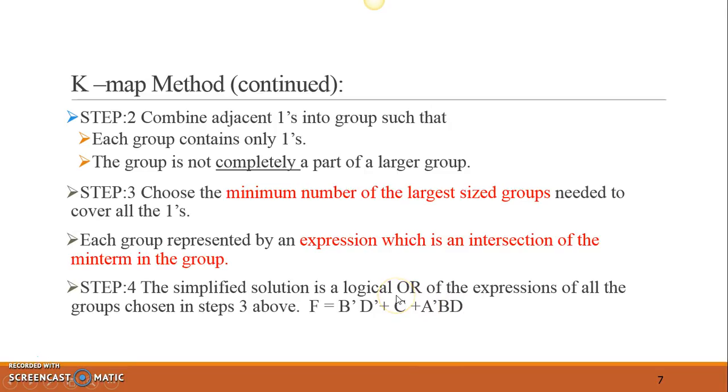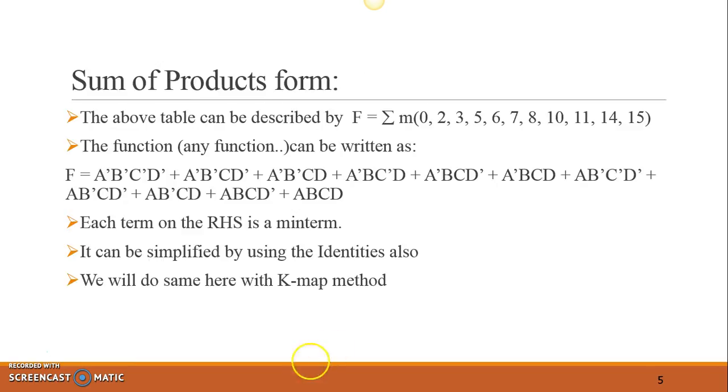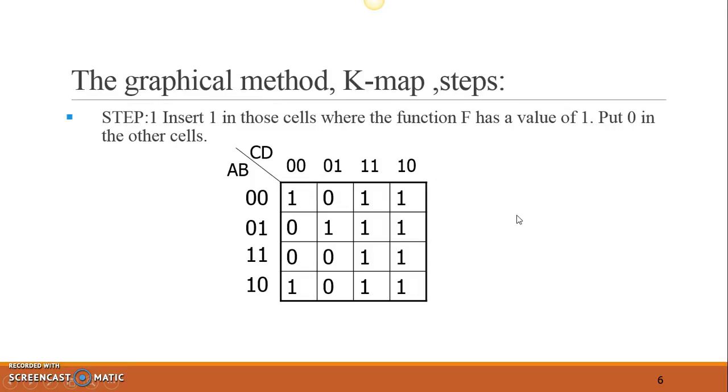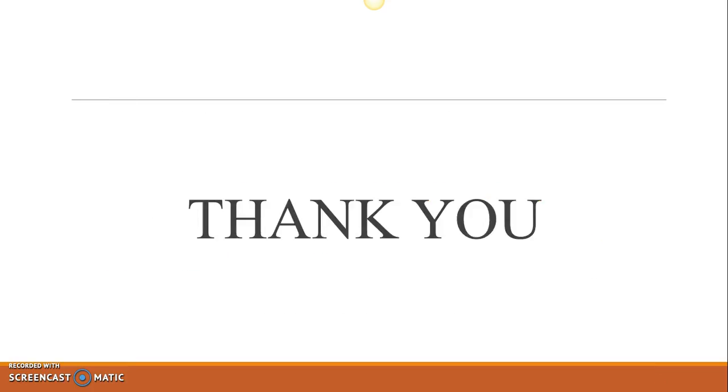This way one can simplify any Boolean expression which has been listed either in sum of product form as specified here, or represented in the form of a truth table. Such simplification of a combinational circuit is very important, and the K-map is a very important method. Thank you very much for watching this video.